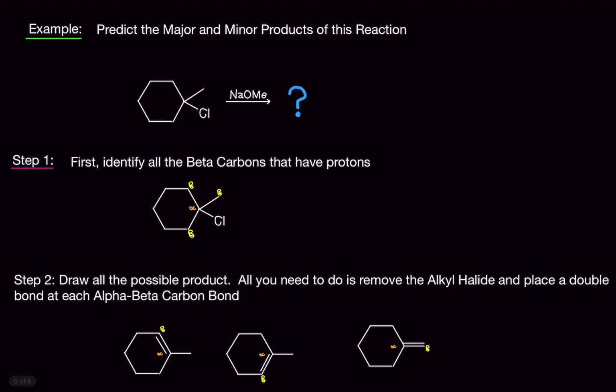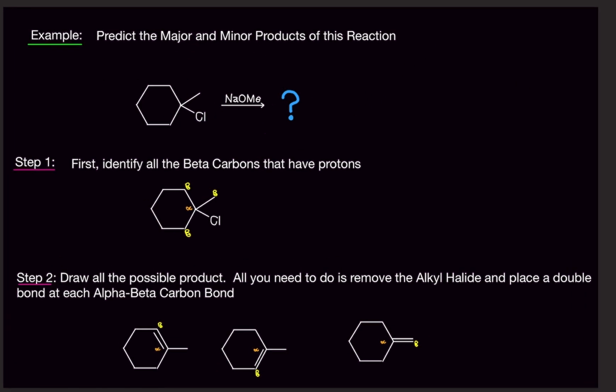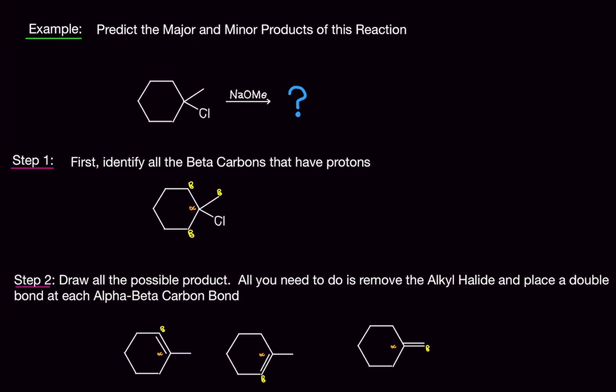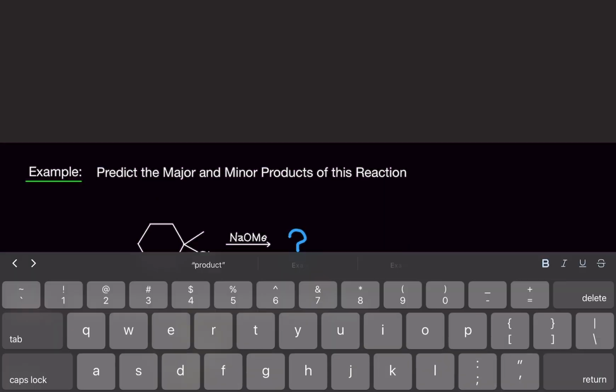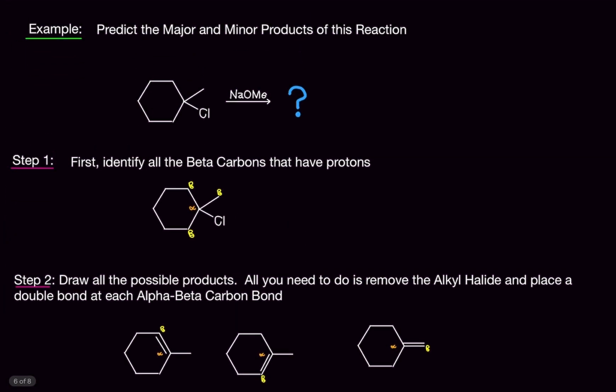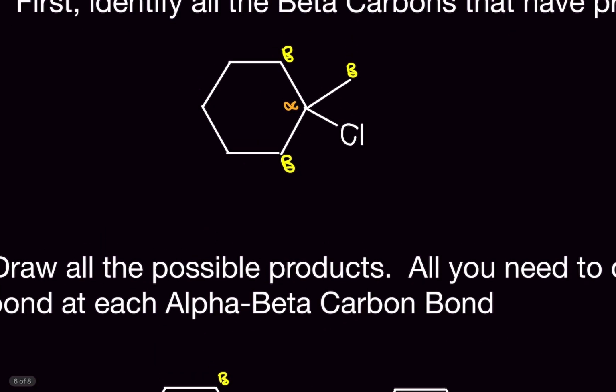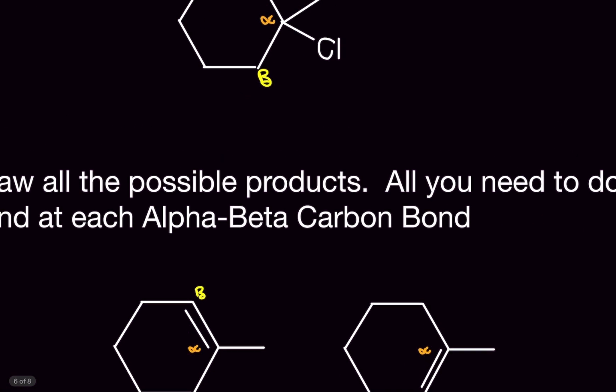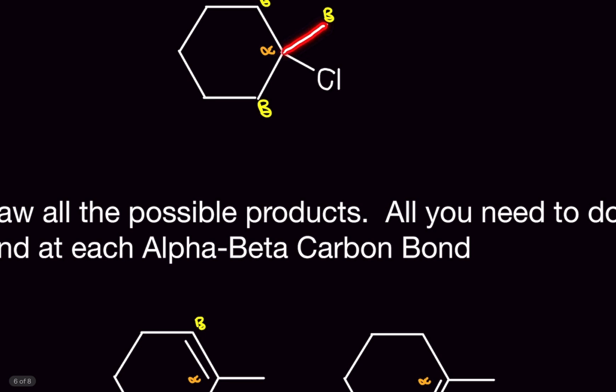Now, for step two, let me draw an underline here. What you're going to do is draw all the possible products. All you need to do is remove the alkyl halide and replace it with a double bond between the alpha and beta carbons. That's all you need to do. It's super easy. So remember, this is the alkyl halide, right? We're going to eliminate this, wipe it out of existence. So that's what we did, right? And then just redraw this bond straight.